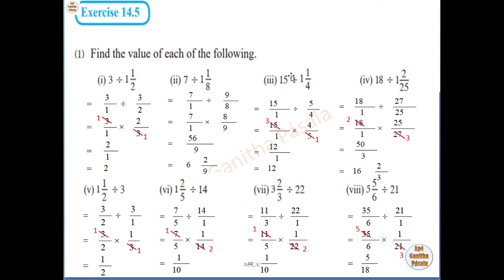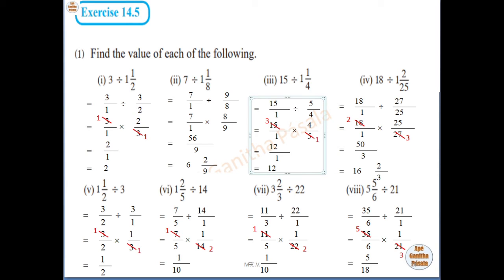Next one. 15 divided by 1 and 1 over 4. 15 is a whole number. In all whole numbers, denominator 1 is there, so write it as 15 over 1. Convert this into an improper fraction. 4 into 1, 4. 4 plus 1, 5. 5 over 4. Interchange. 5 over 4, 4 over 5. Division becomes multiplication.